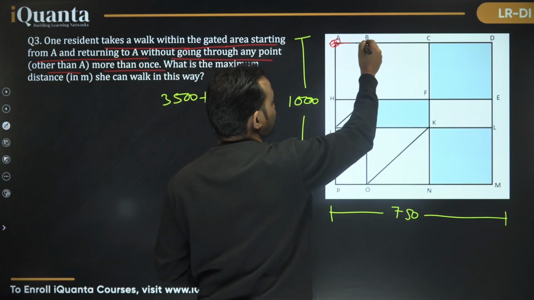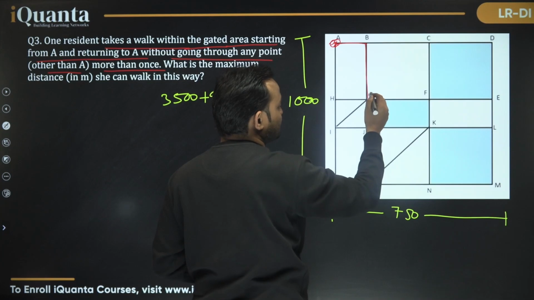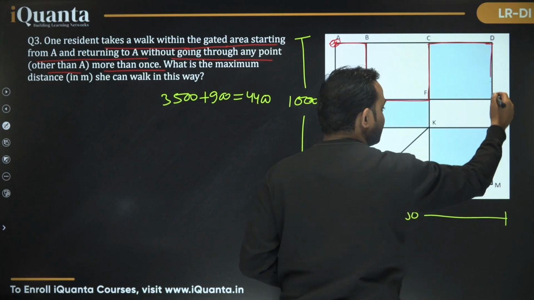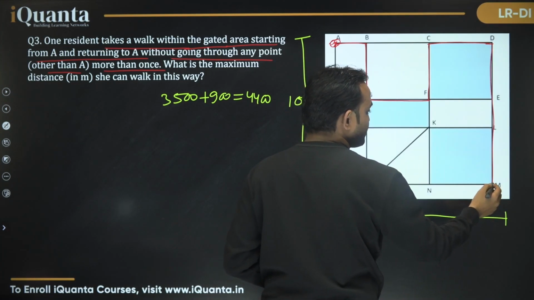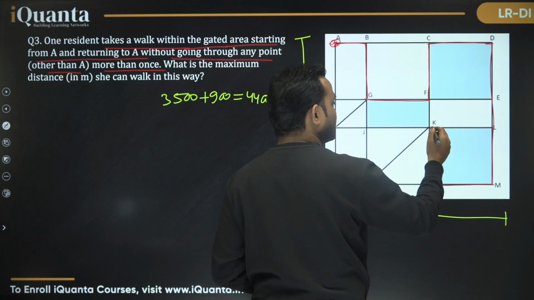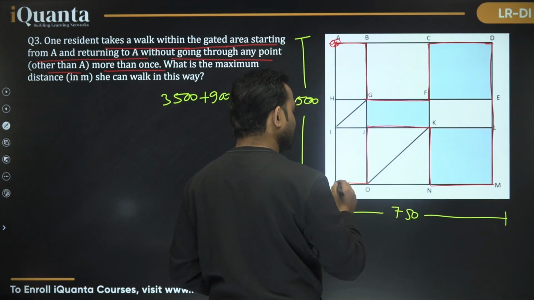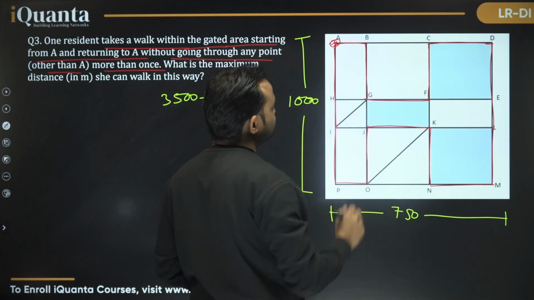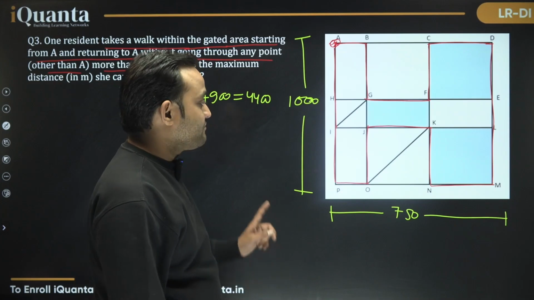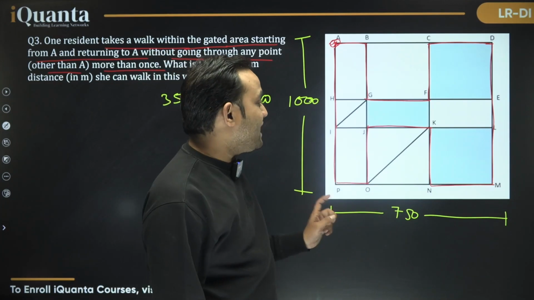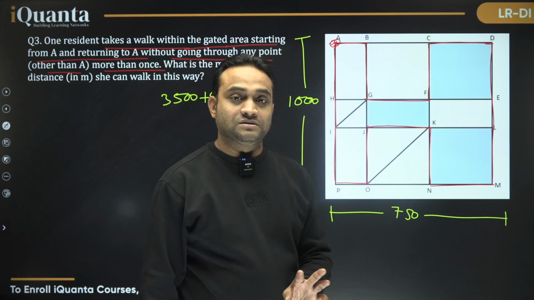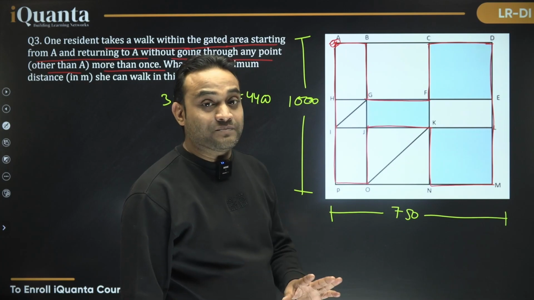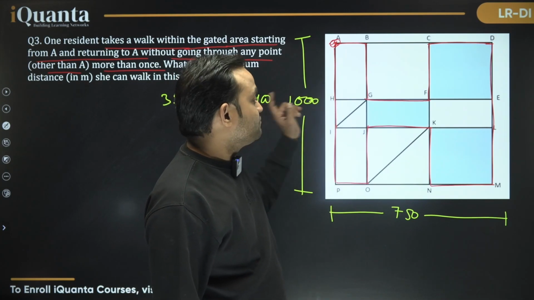from A to B, B to G, G to F, F to C, C to D, and then D to M, M to N, N to K, J, O, P, I, and yeah, A. Are we able to cover all the points? See, initially while solving this question, we had discussed that we need to cover all the points. The distance will take care of itself. Now, that can be done in how many ways? That doesn't matter. So there was one way. This is the second way.